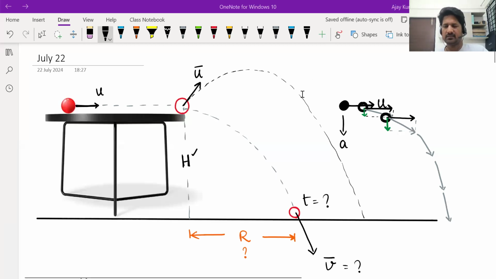Okay. Acceleration is acceleration due to gravity. Consider that also as a vector. Fine. So any doubts or questions in projectile motion? If you have, you can ask.